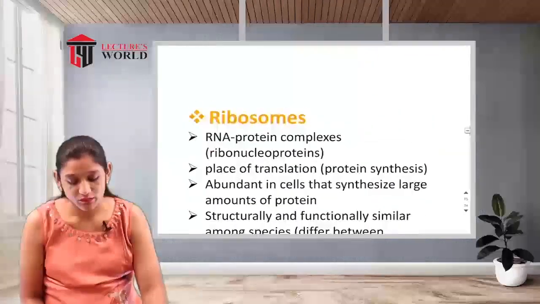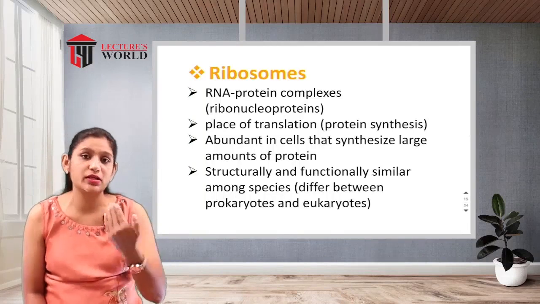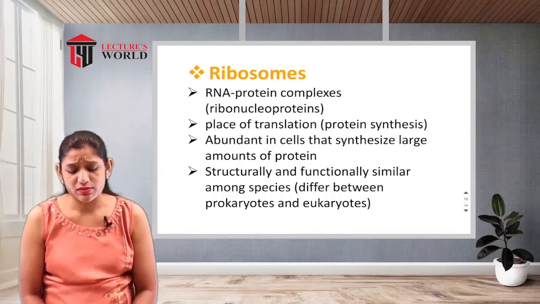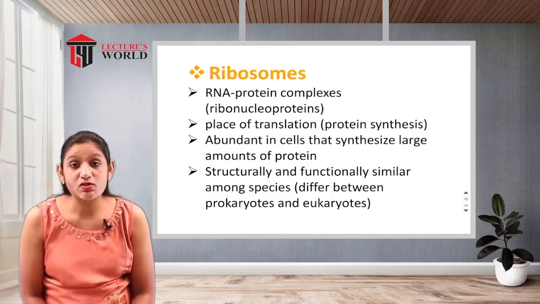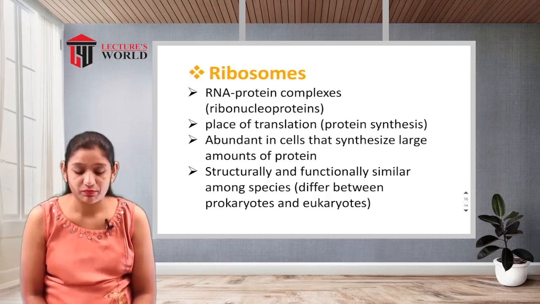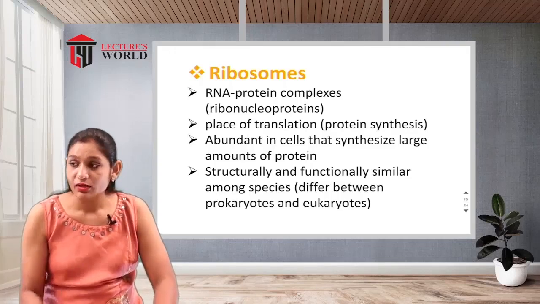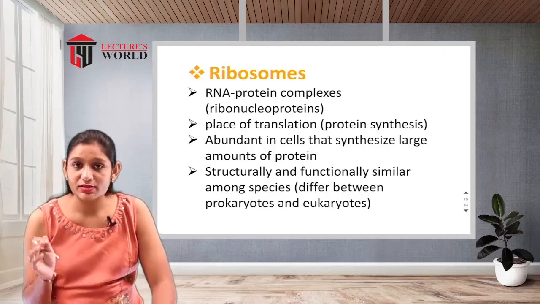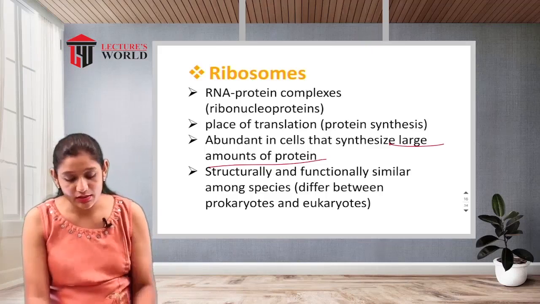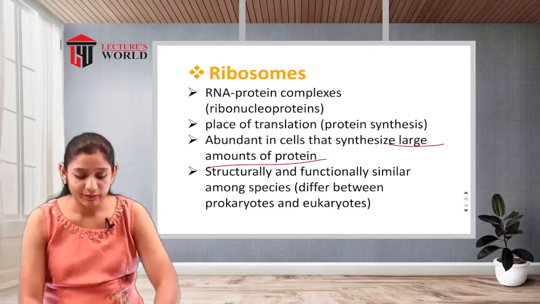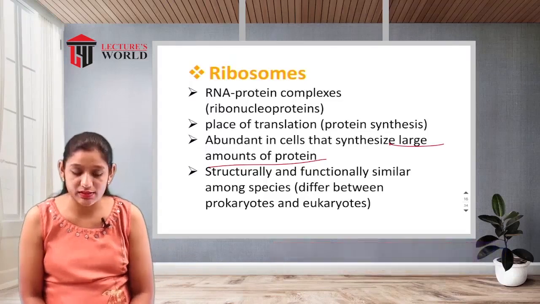Next, the most important organelle of the translation process is the ribosome. Ribosomes are RNA and protein complexes, ribonucleoproteins, the place of translation and protein synthesis, and they are abundant in a cell that synthesizes a large amount of protein.